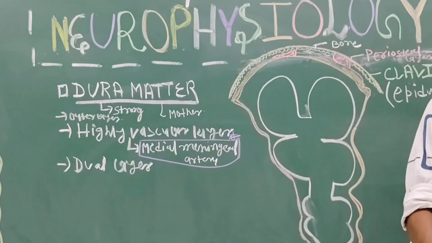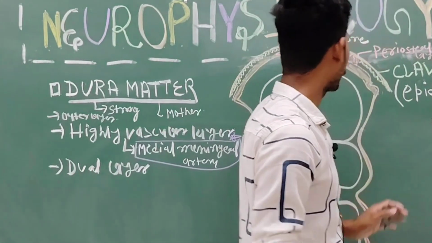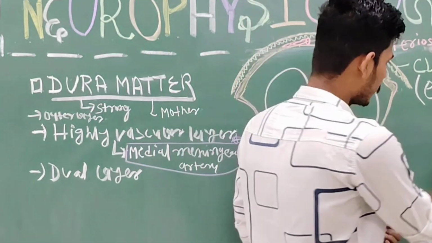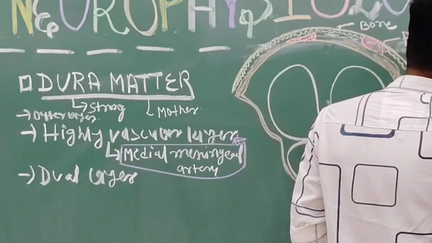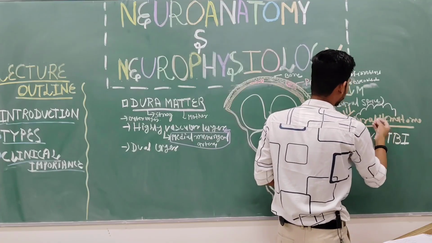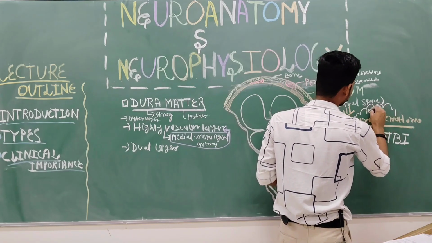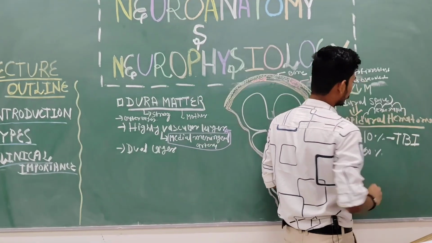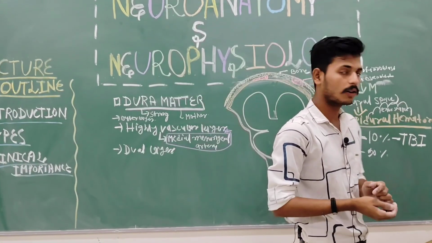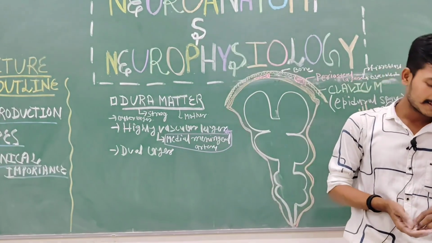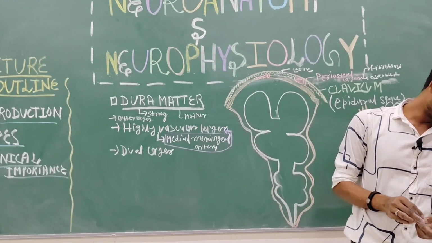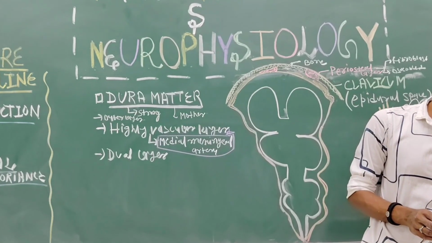Now if you see this hematoma in a CT scan, it looks like a lens shape. This epidural hematoma looks like a biconvex shape, or we can say the lens shape. Understanding? Yeah, it looks like a lens shape on the MRI as well.